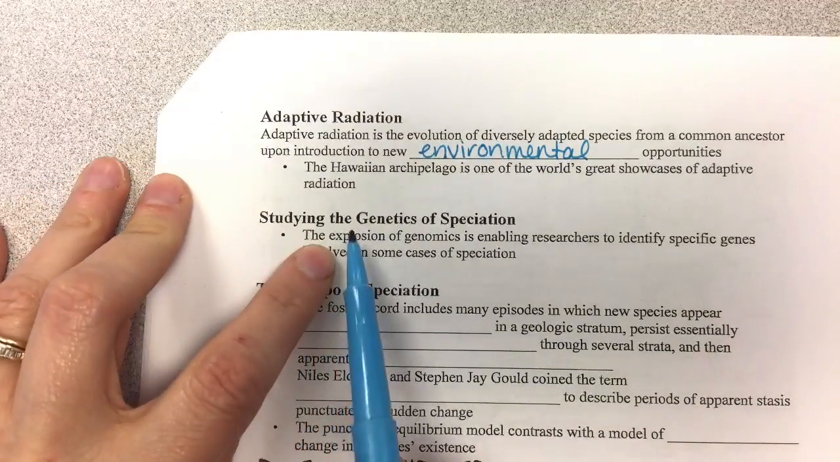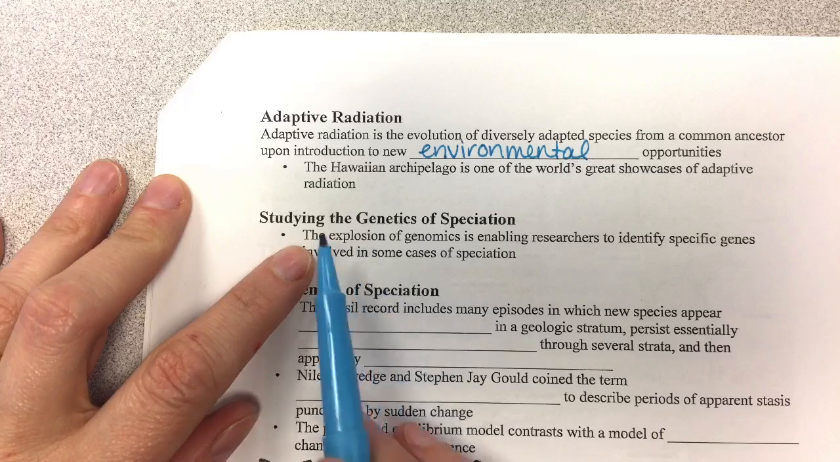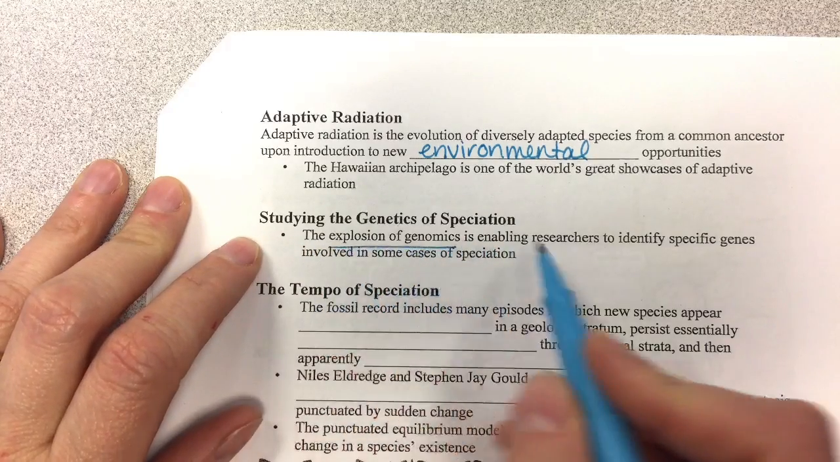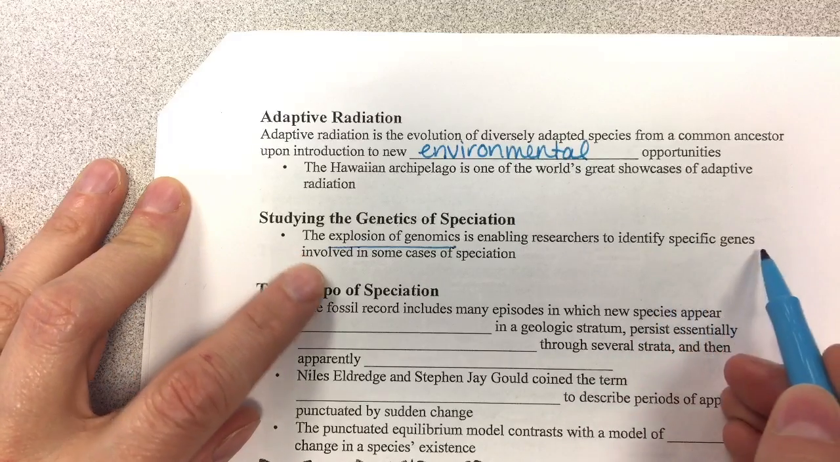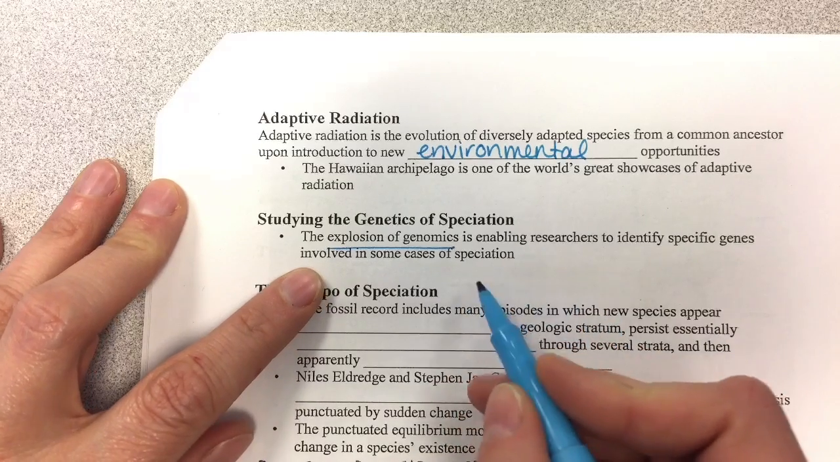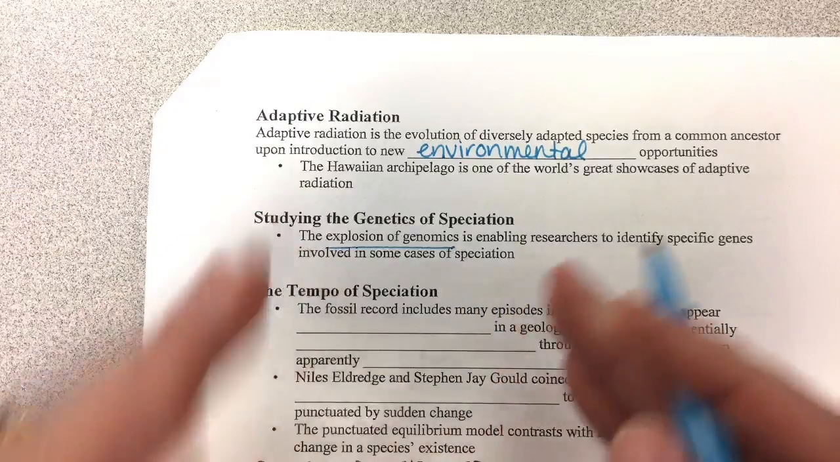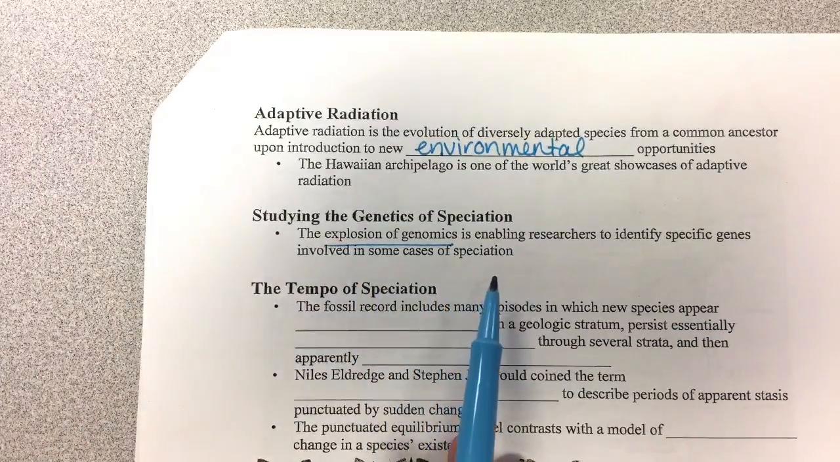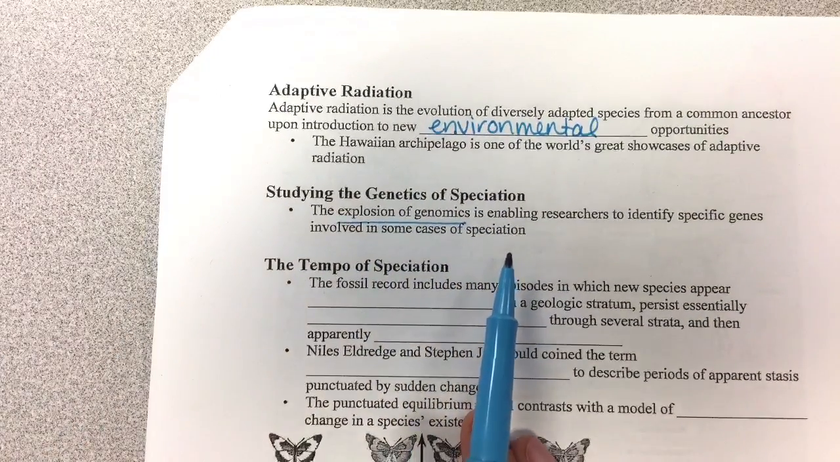We can now study species in depth, studying the genetics of speciation with the explosion of genomics. We can sequence and look at specific genes, sequencing them in terms of the order of the A's, T's, C's, and G's to see the differences and look at speciation on the genetic and molecular level.